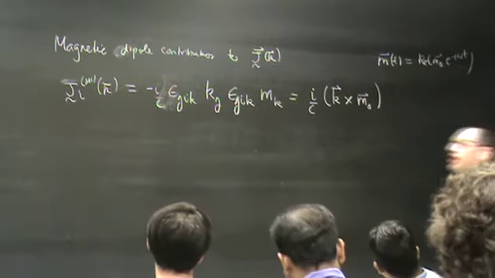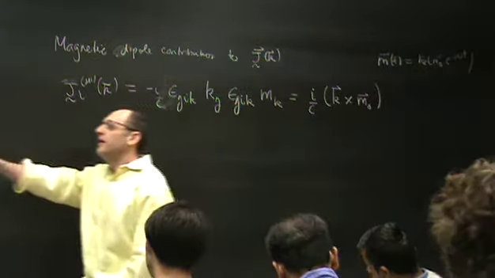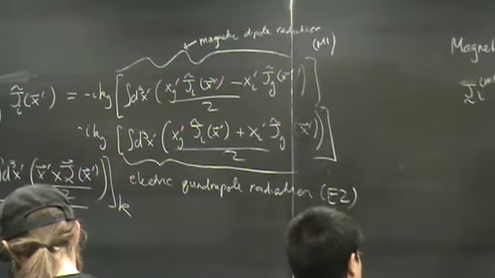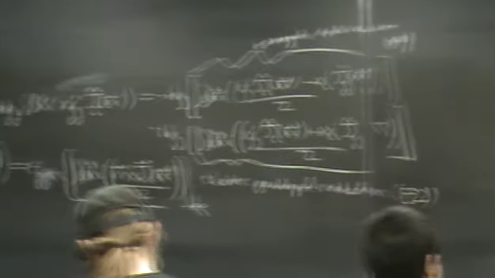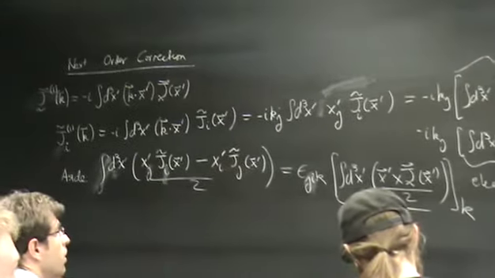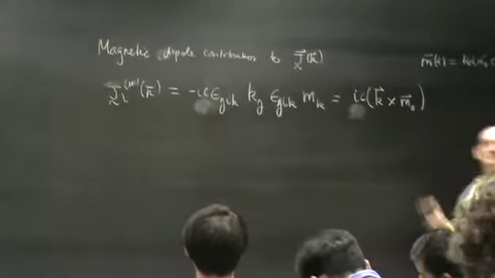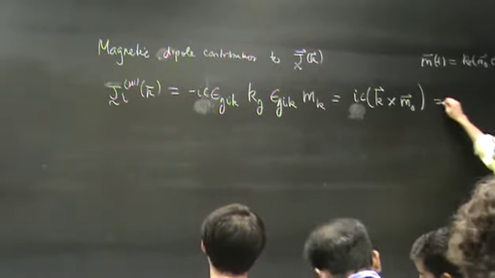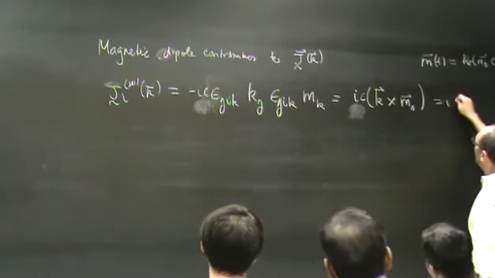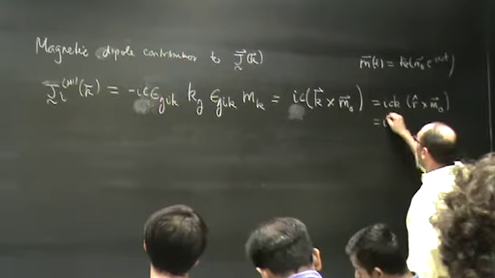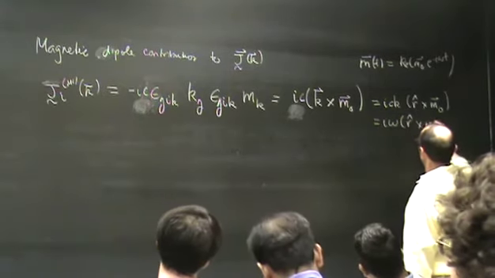Okay, that looks just like what we had over here, except I've got some funky 1 over c's. I don't understand. It's not 1 over c, it's times c. Good. Because they have to have the same units. And so this is equal to i c k r hat cross m naught, which is i omega r hat cross m naught.